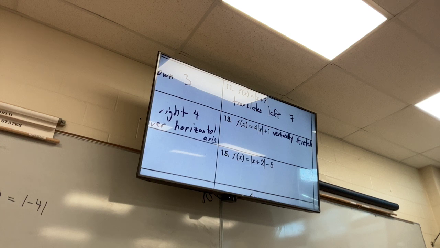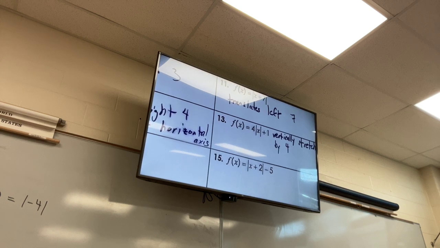If the number is greater than 1 or less than negative 1, it's going to vertically stretch. What number are you looking at to see which one's greater than 1? 4 or 1? 4. The one that gets multiplied is the one I'm looking at to see that it's greater than 1.